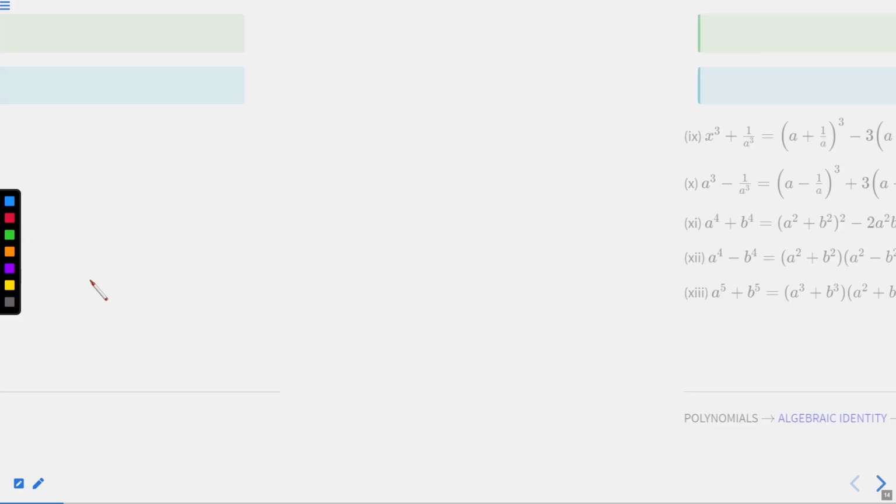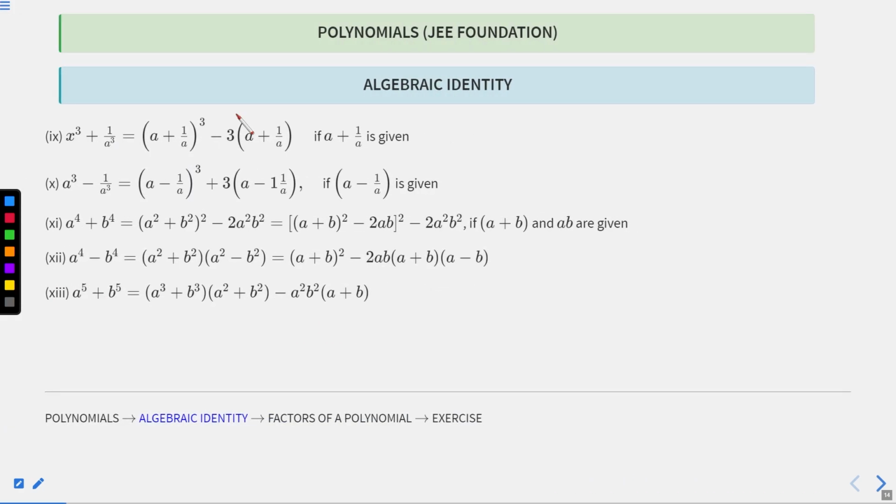Let's move further. Now more properties. So this must be a cube plus 1 upon a cube. What if we are given a plus 1 upon a and we have to find a cube plus 1 upon a cube? Then we will use the ninth property, which says a cube plus 1 upon a cube is equal to a plus 1 upon a whole cube minus 3 times a plus 1 upon a.